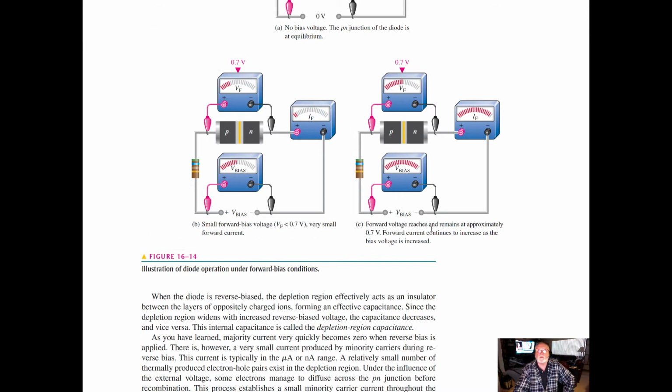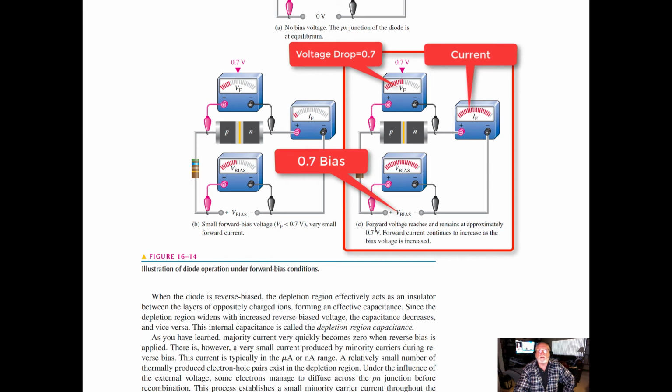The forward bias then reaches and remains at approximately 7/10 of a volt, so we can see that across the diode itself, taking a measurement. Forward current then continues to increase as the bias voltage increases. So we reach that 7/10. If we start to go over it, we force the diode into conduction heavier, and when we do, you can see that the current increases dramatically. We can see here that across the source where the bias is, we have a large bias voltage applied.